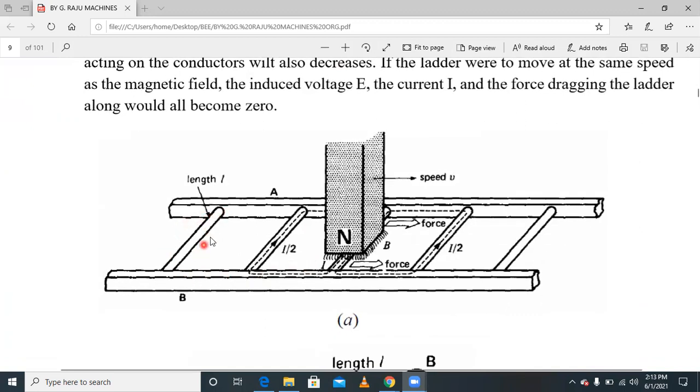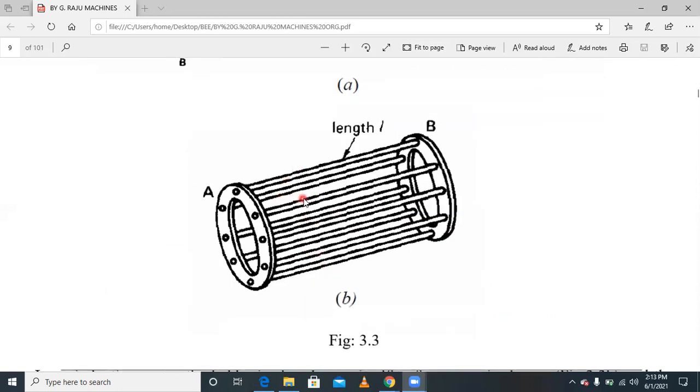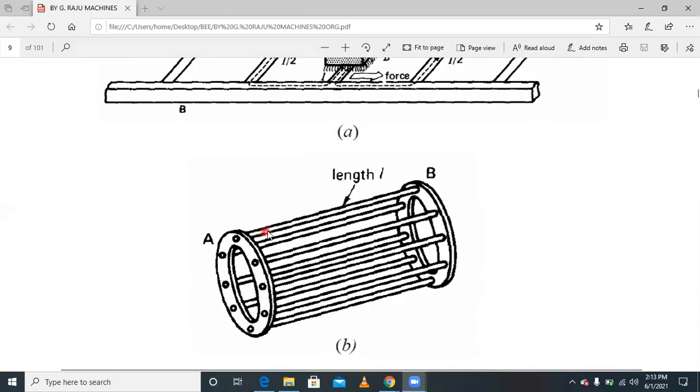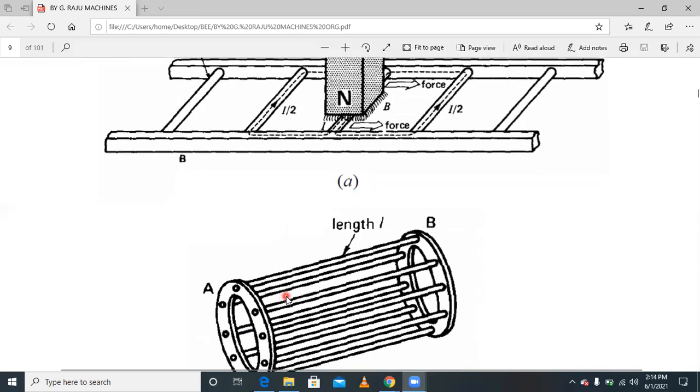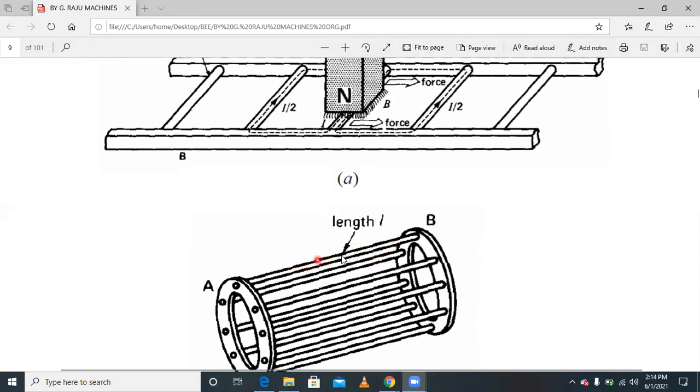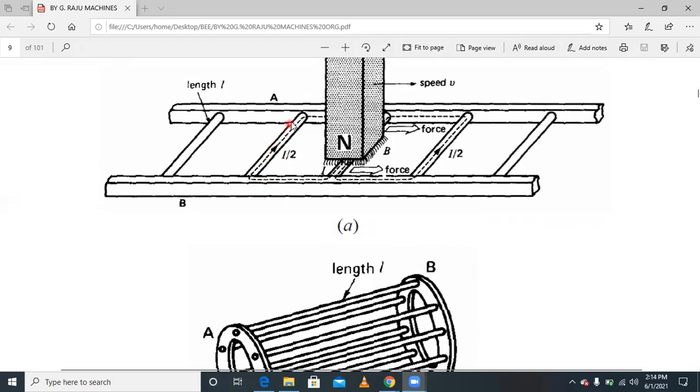I am explaining this operation by taking the squirrel cage induction motor. These are copper bars or aluminum bars. For small induction machines, aluminum is used. For large induction machines, copper bars are used. This length is nothing but L, and it is represented like this.